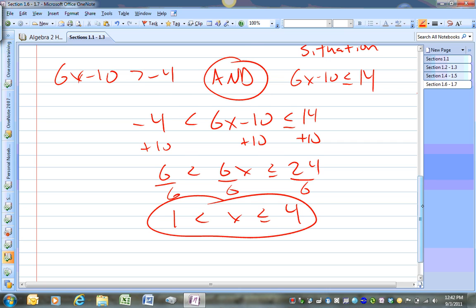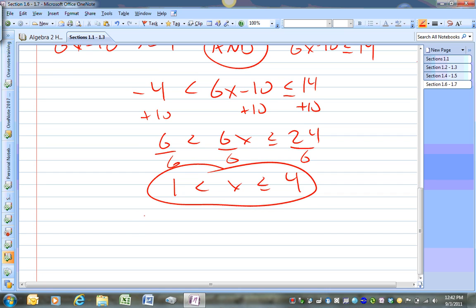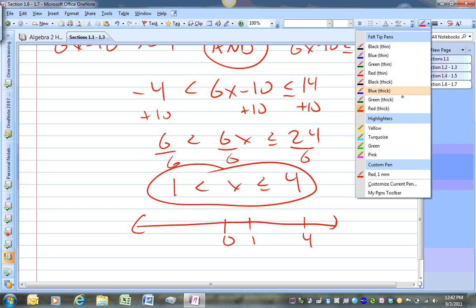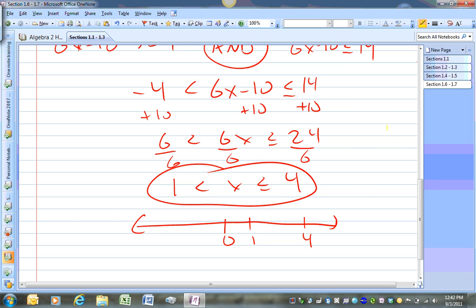The graph on a number line would look like this. Here's 0, here's 1, here's 4. And just avoid the problem we had last time. Open at 1, closed at 4, shaded in the middle.